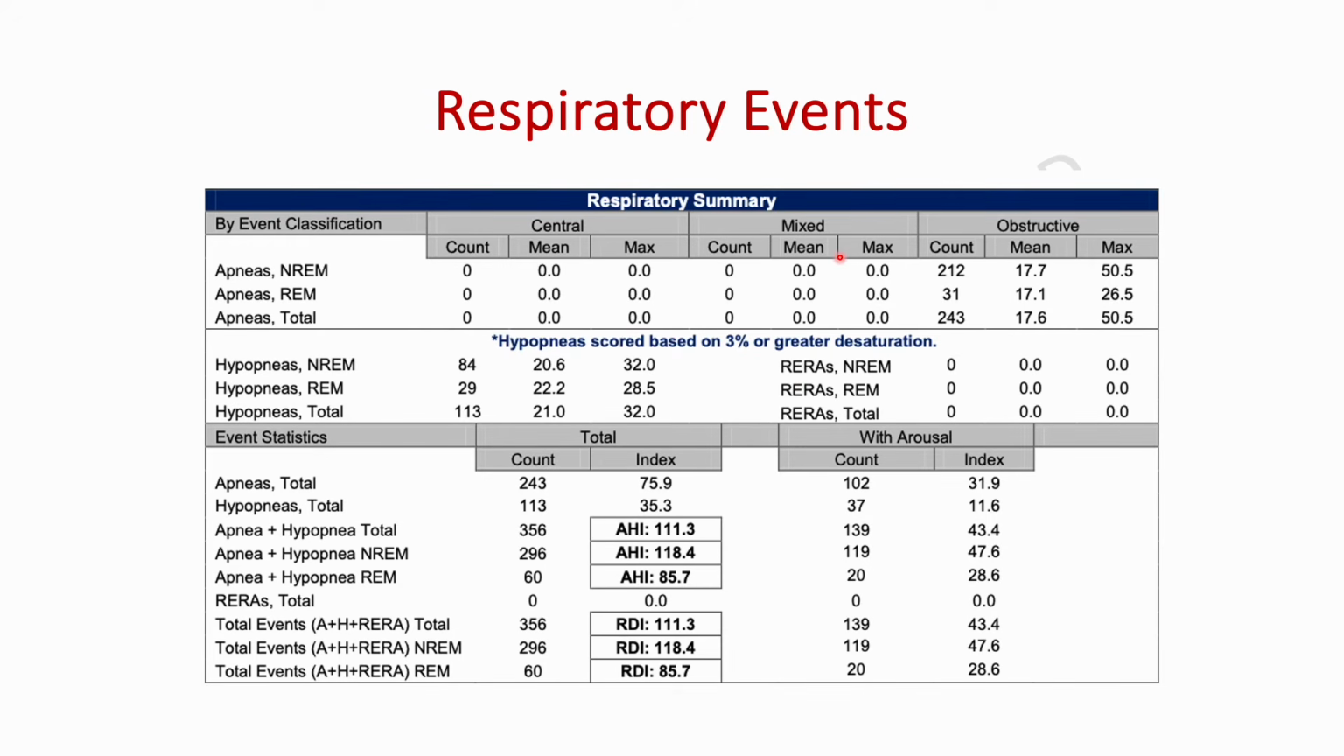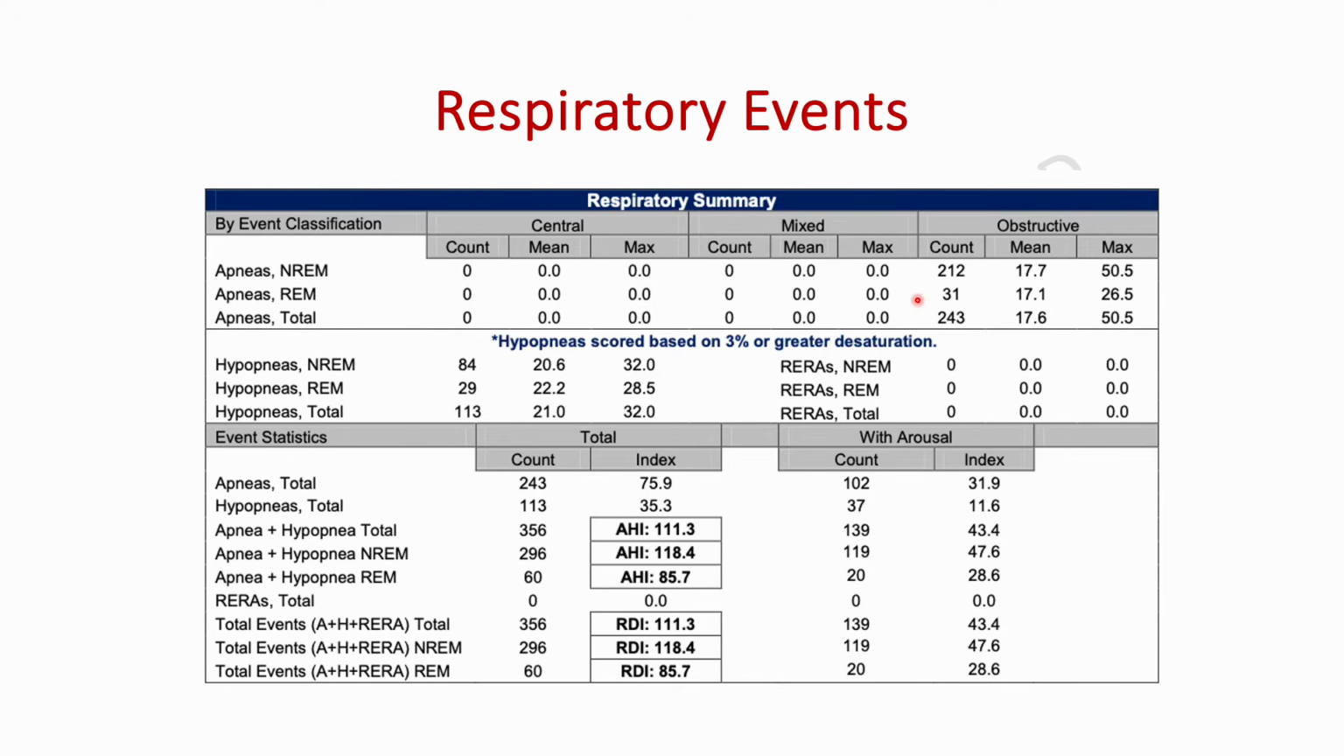The next is respiratory events, and when you're looking at the respiratory events table, you get a division between the apneas and the hypopneas, and then they are further divided into the non-REM and the REM stage and the total. Now, as you can see in this patient, the central apneas are absent, there are no mixed apneas, and there are predominantly obstructive apneas, which here I can see is a total of 243, but it's not that the REM events are much more or predominant.